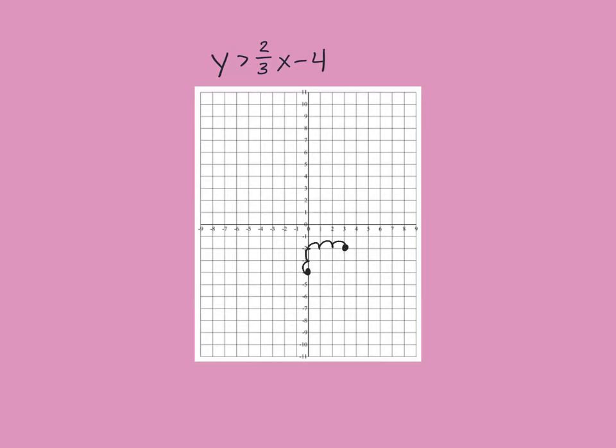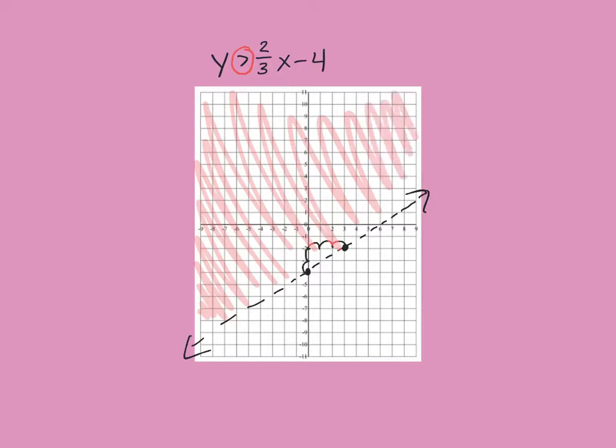But remember, with an inequality, we need to pay attention to what our symbol is. If it's only greater than, it's not equal to, it's only greater than, we use a dashed line to connect the points, and arrows at the end. Then the final part is we needed to shade one side or the other. So if y is greater than, that means we need to shade above the line. And that was how we graphed inequalities.